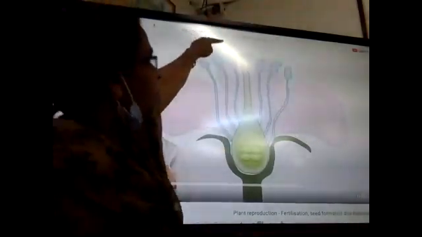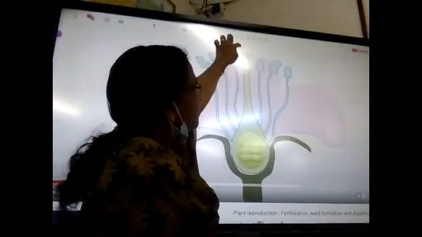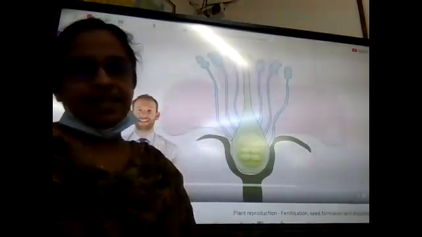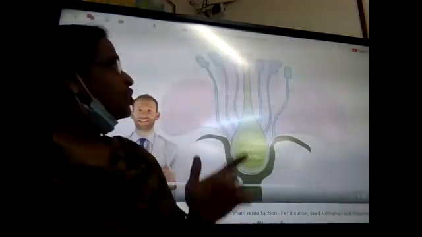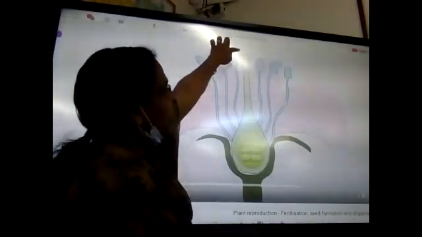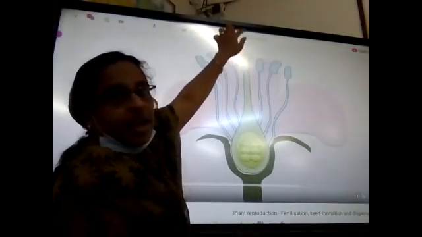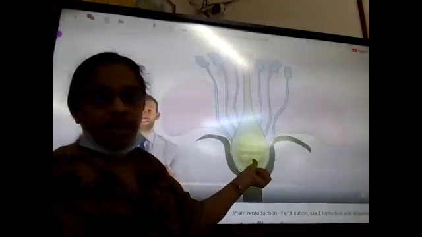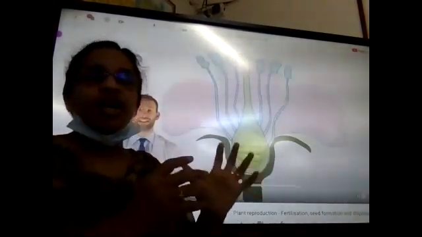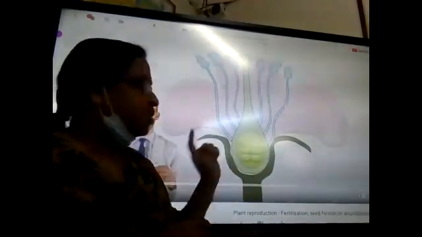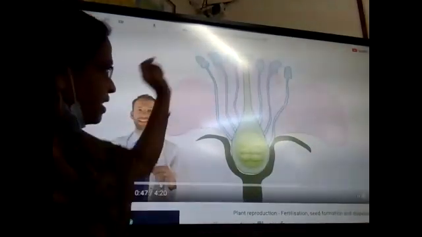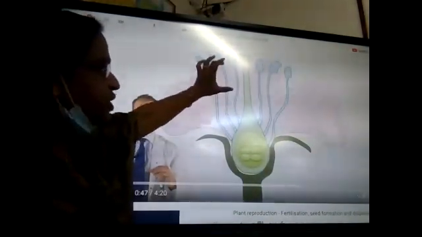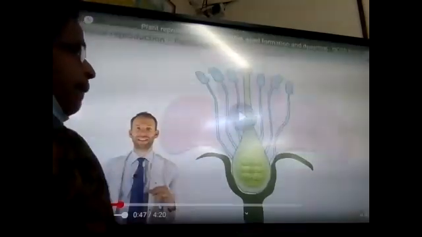So once the pollen falls here, the next is fertilization. Pollen is falling here only, is it? And the egg, the ovule, is where? Here, in the ovary. So how can the pollen reach the ovule? This is what is being explained. Okay, first you see the picture, then I will explain.